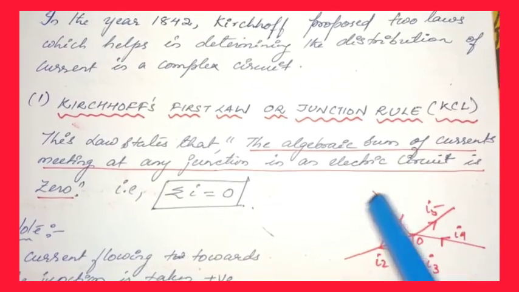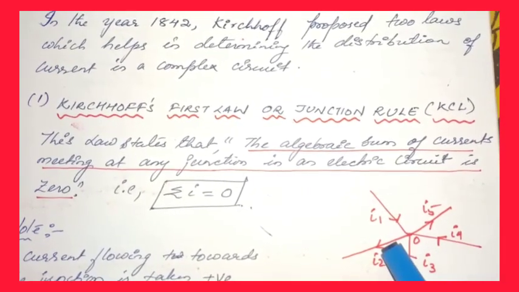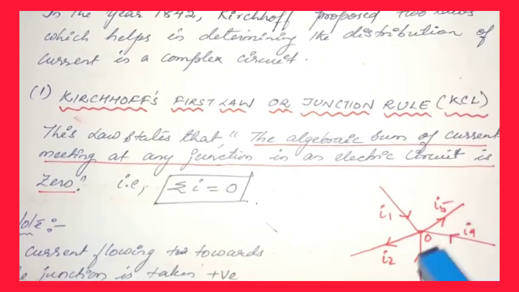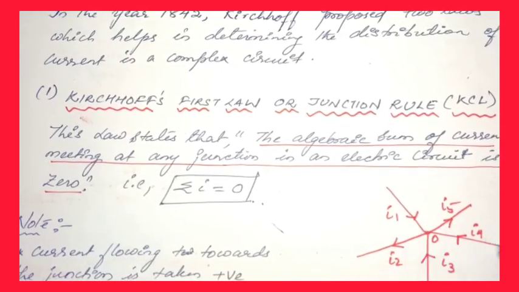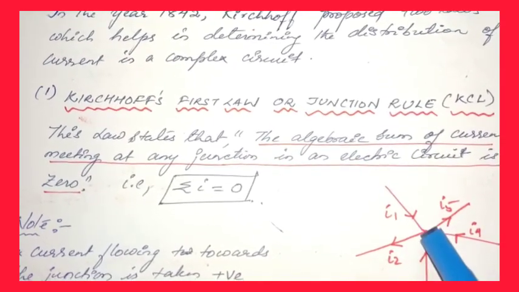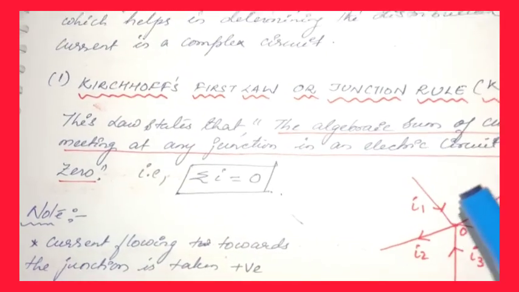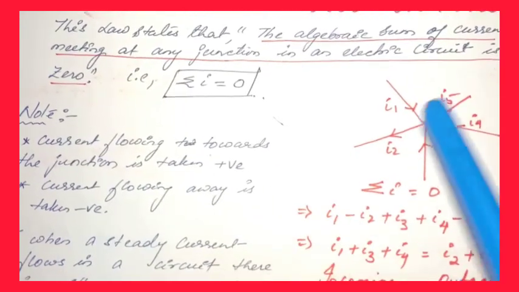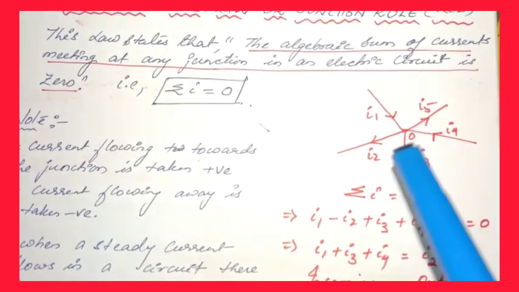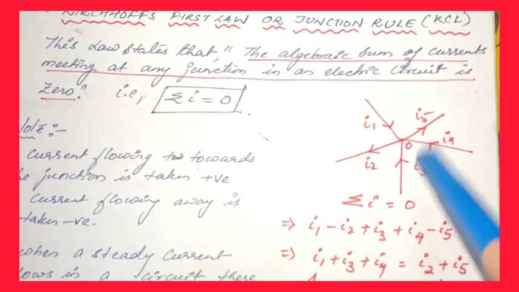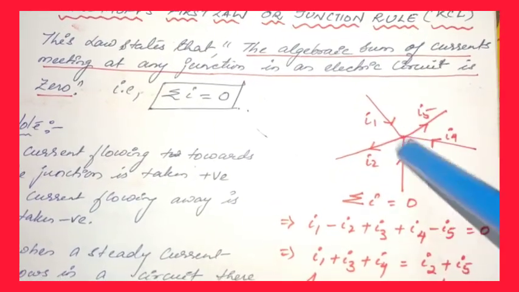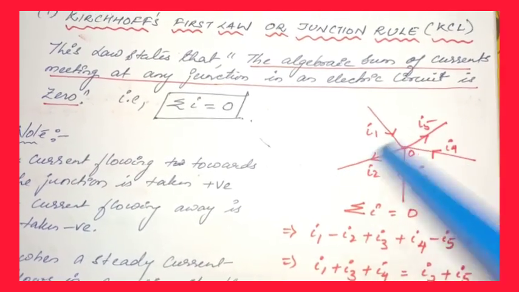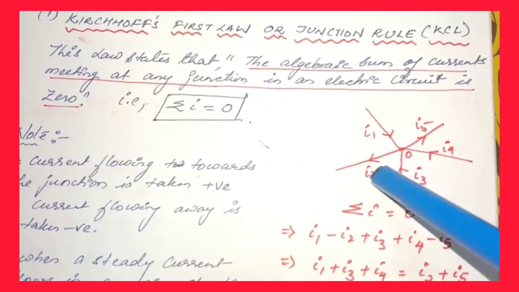Students, to make this total sum 0, we have put some sign conventions. So what are those sign conventions? Always remember, whenever current is flowing towards the junction, it is always considered positive, and the current flowing away from the junction is taken to be negative. So if I use Kirchhoff's law for this junction, let me take the currents entering to be positive. So I1, I3 and I4 are positive currents, and I2 and I5 are leaving the junction, that's why they are the negative currents.